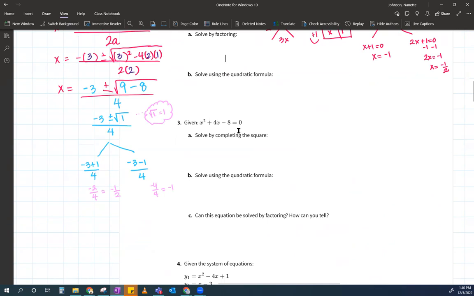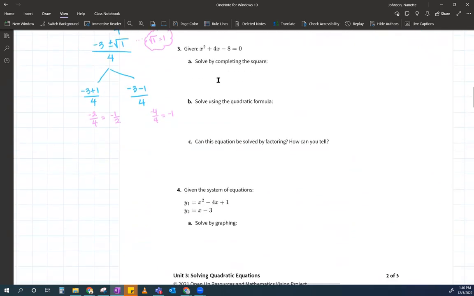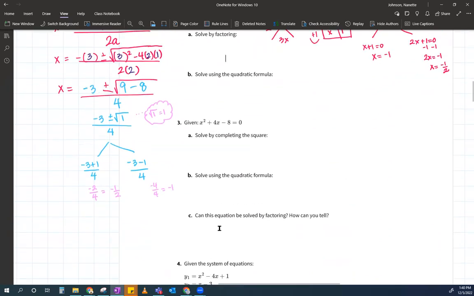Okay, I wanted to get to this problem here because this problem gives us a little bit of a different answer. And then I also wanted to show you this and what it means. Okay, so we're going to do these two problems and make sure that you guys are all set for your homework. So this one says by completing the square.